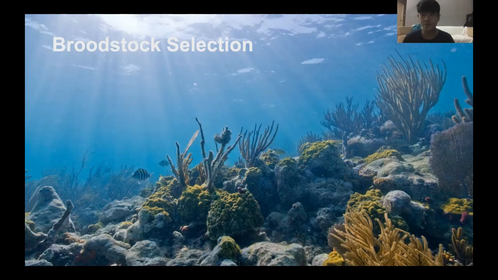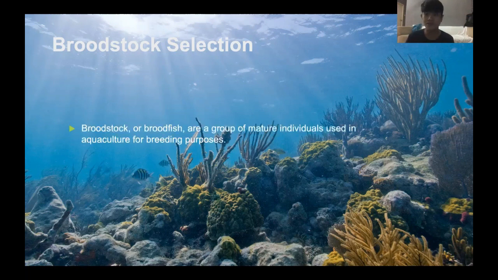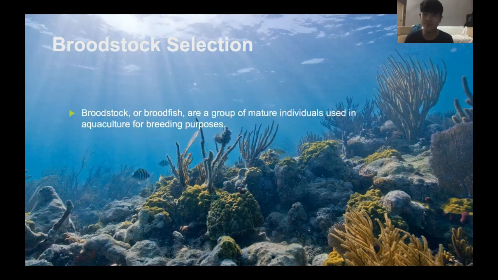Hello, my name is Ibo Prastio. I will present about broodstock selection. First, broodstock or broodfish are a group of mature individuals used in aquaculture for breeding purposes. And what is broodstock selection? Broodstock selection is the process to choose the mature broodstock to start seed production.